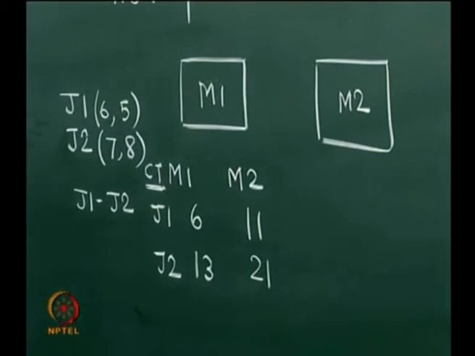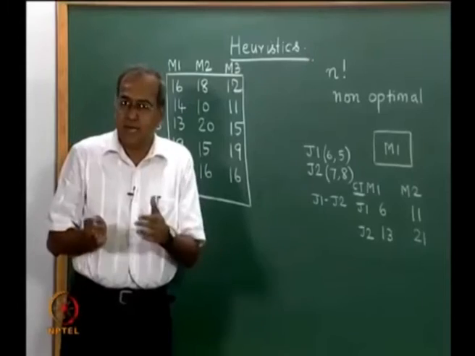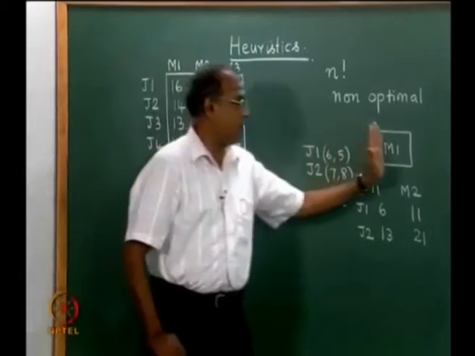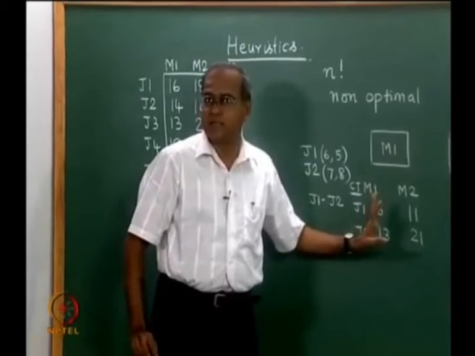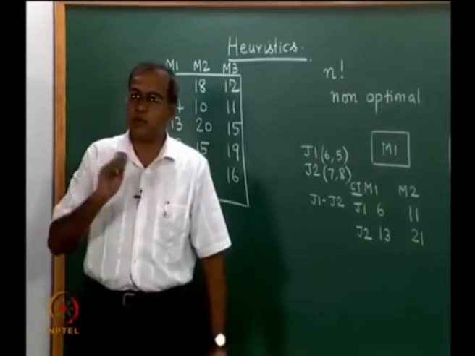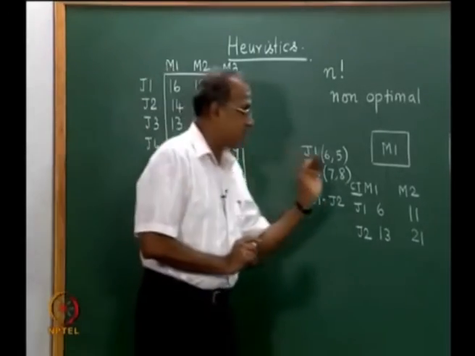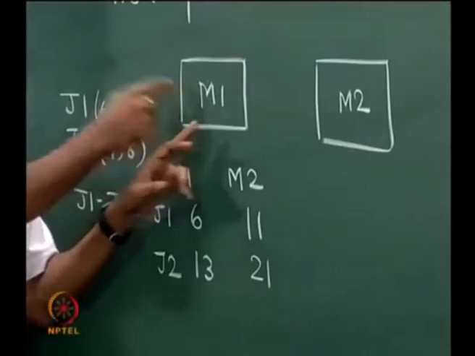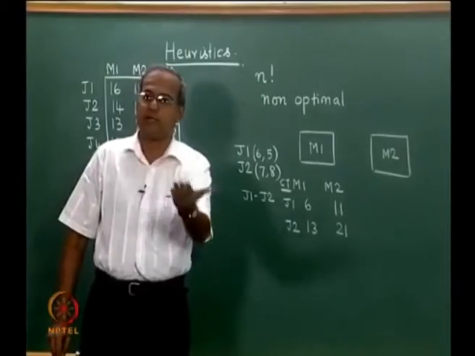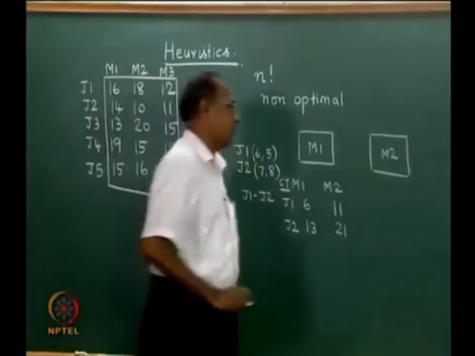We have made an important assumption here that the moment we decide that the sequence is J1 followed by J2, that sequence is maintained on all the machines, both M1 and M2, in our computation. For example, let us look at a scenario where we decide that the sequence on M1 is J1 followed by J2 and the sequence on M2 is J2 followed by J1. So, let me show those calculations.